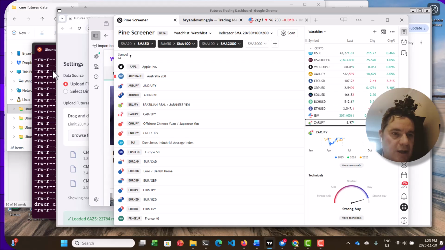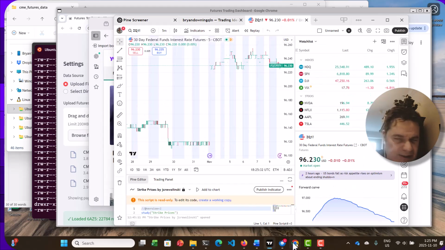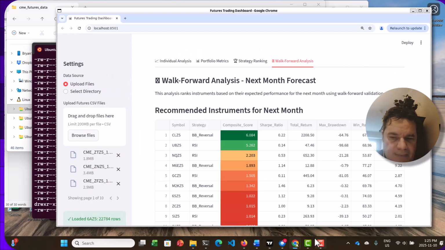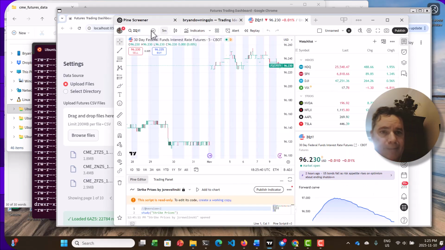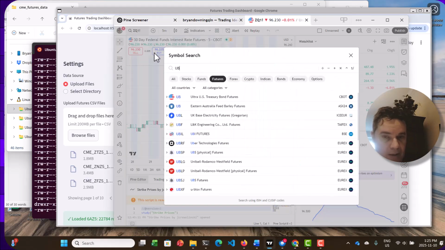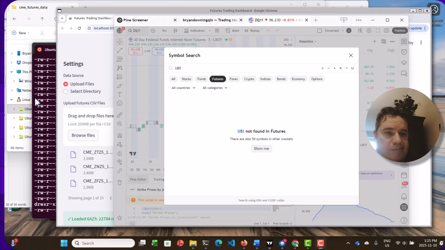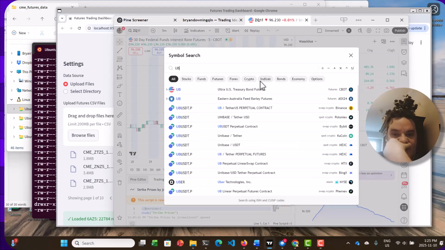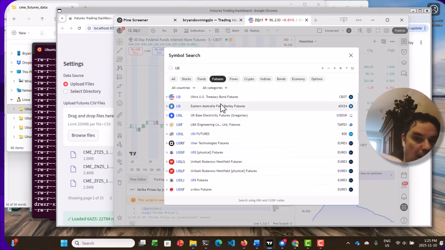So I'm using TradingView. Now I'm going to pull up the first one here. Now this is again using real market data. So let's check out what UB is. Interesting. Okay, so I don't know what UB is. Let's see here under futures. Oh, sorry. So it's the Ultra Treasury Bond Futures.